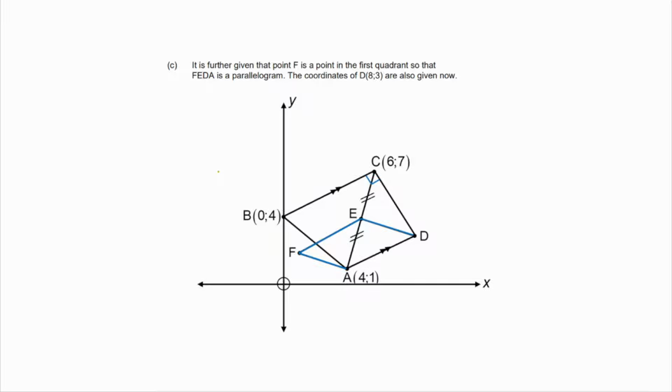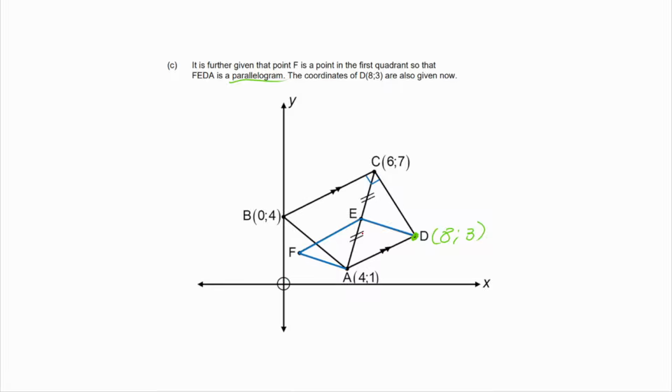C. It's further given that point F is a point in the first quadrant such that FEDA is a parallelogram. Okay, so we have a parallelogram. So important quad theory over there. The coordinates of D are also given. Okay, so they gave us D. We already knew, because we worked it out correctly, what D was. Okay, let's add that information: 8, 3. They tell us because we're probably going to need it.